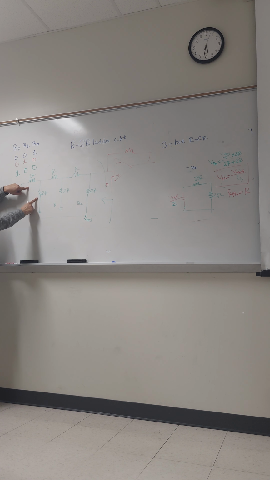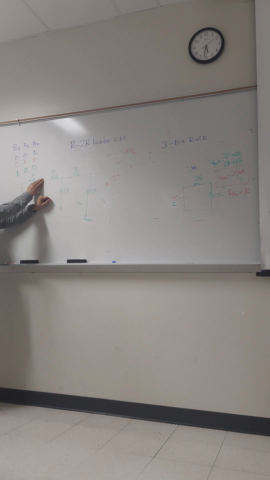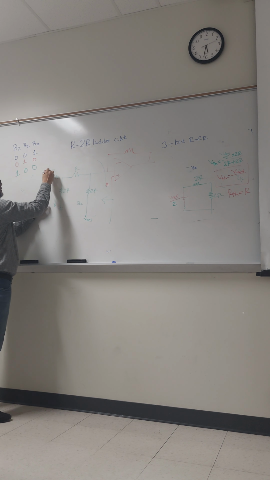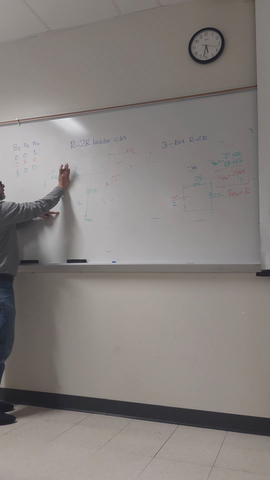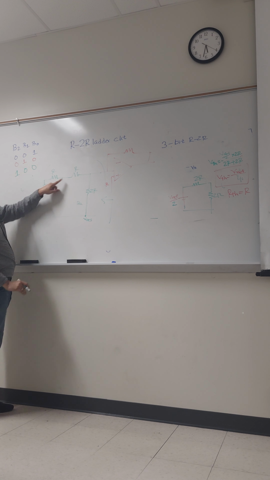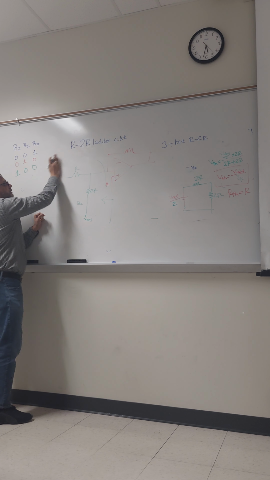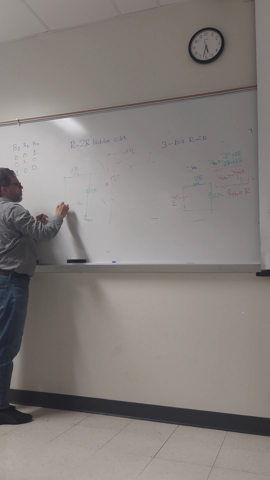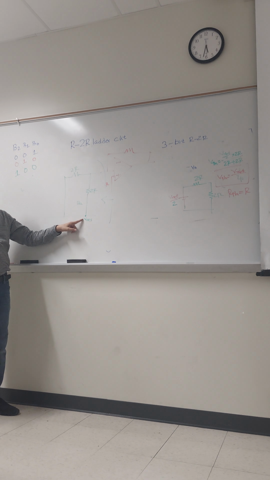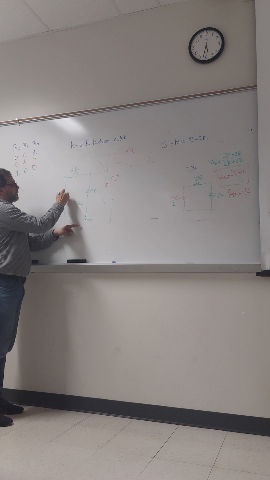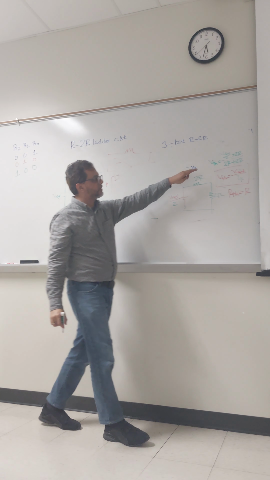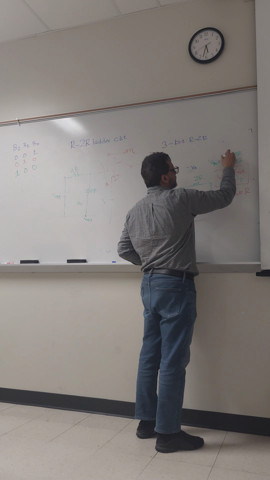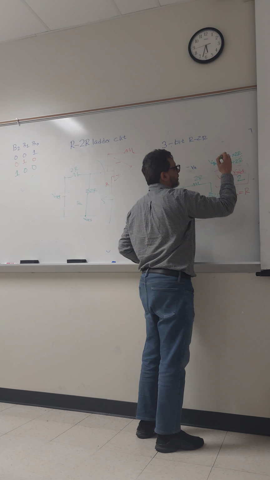Twice R and twice R in parallel will become R, and R in series will give you 2R. Twice R in parallel, because this is also ground, will give you R, and now this R and R in series will give you twice R. So it is V reference, so you can draw the reference voltage here. Now we can calculate the Thevenin's equivalent voltage. So we just put V reference by 2.